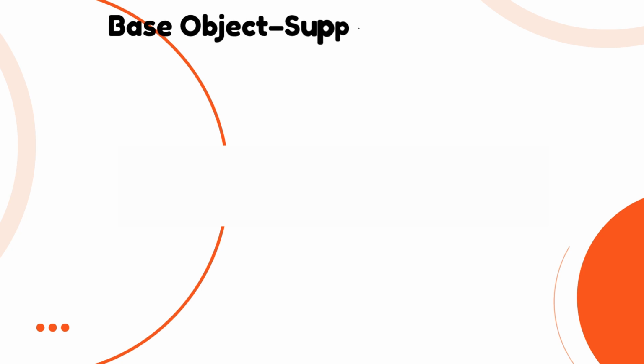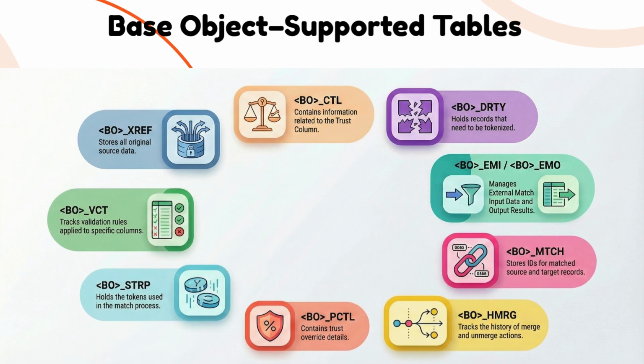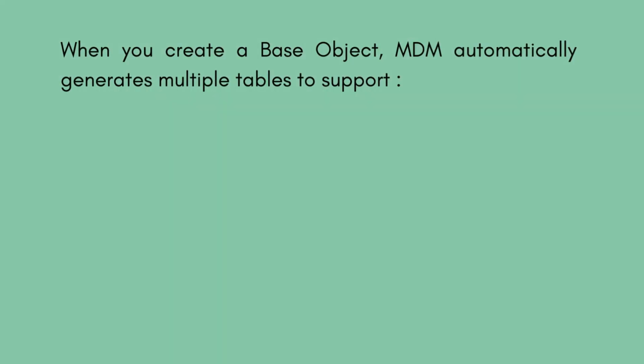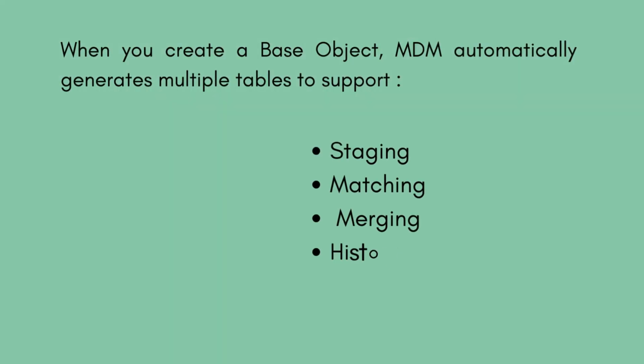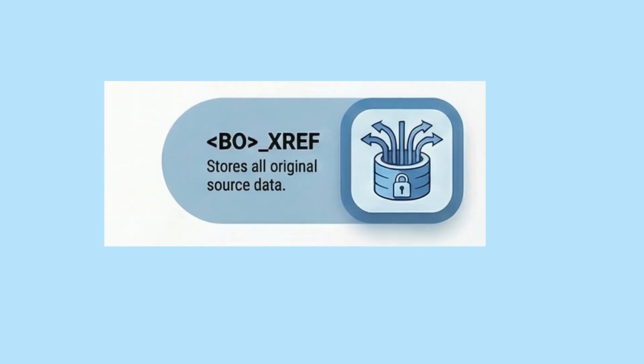Imported table. So when you create a base object, MDM automatically generates multiple tables to support staging, matching, merging, and history. So what are those tables? First one is the BO XREF. It stores all original source data.